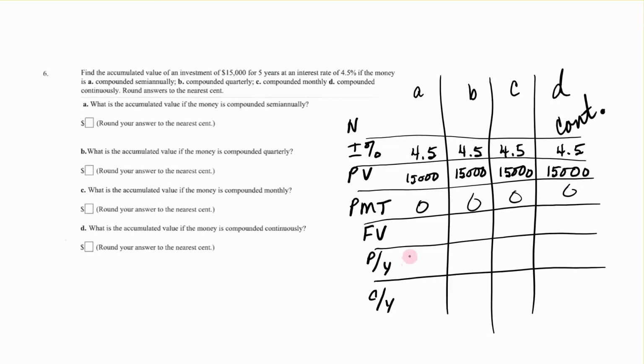Now, periods per year. For Part A, semi-annually means twice. For Part B, quarterly, 4. For Part C, monthly, 12. And that's not relevant for the continuous. N, remember N is little n times T, so this one is 2 times 5, 4 times 5, and 12 times 5. All right, everybody with me? All right, let's get our grapher.